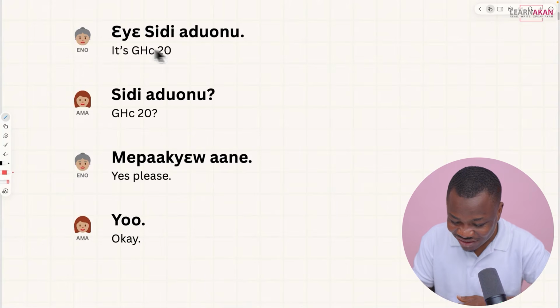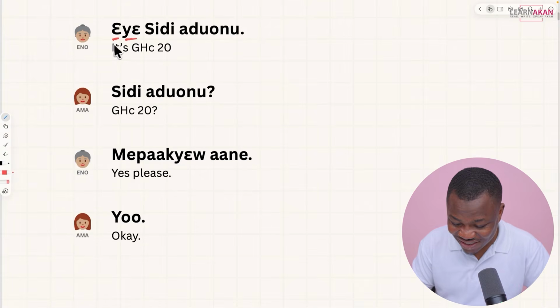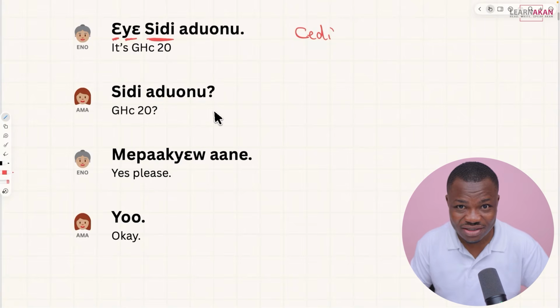It is, then you have eye, right? I told you the here is it. Then we have ye, which is the to be verb. So eye cedi aduonu. So we have cedi, the Ghana cedi, Ghana's currency. Okay, so cedi aduonu. Aduonu is 20, right?